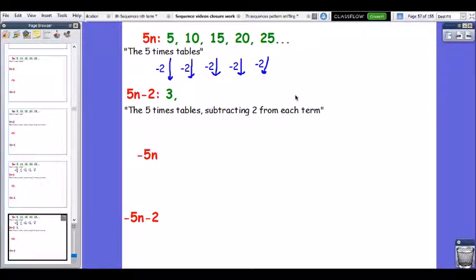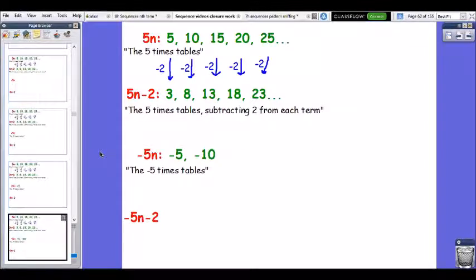What do you think the next terms would be? 10 take away 2 gives me 8. 15 take away 2 gives me 13, and so on. So this sequence in green is the sequence 5n minus 2. Okay, this one looks a bit weird. Minus 5n. Well, if 5n is my 5 times tables, what would minus 5n look like? Well, minus 5n would be the minus 5 times tables. So the minus 5 times tables would just be minus 5, minus 10, minus 15, minus 20, minus 25.